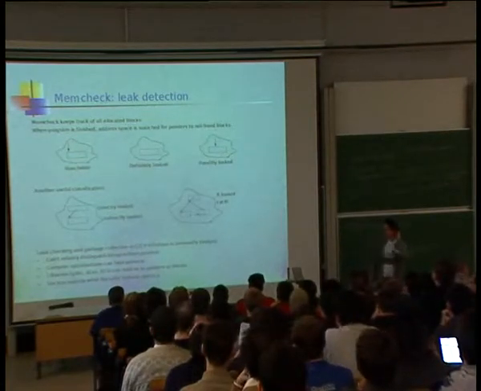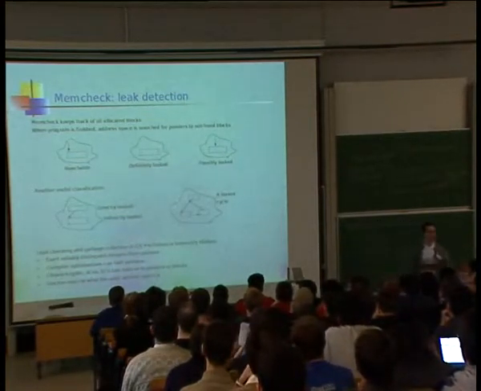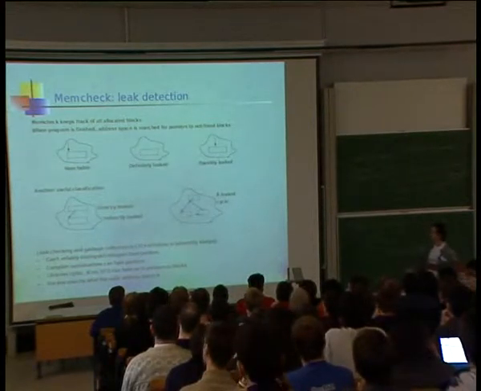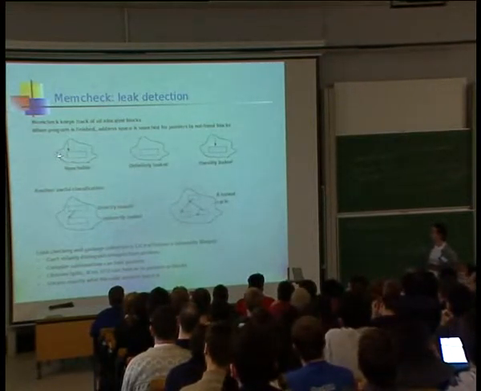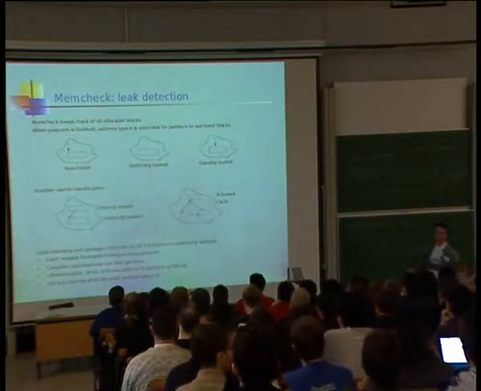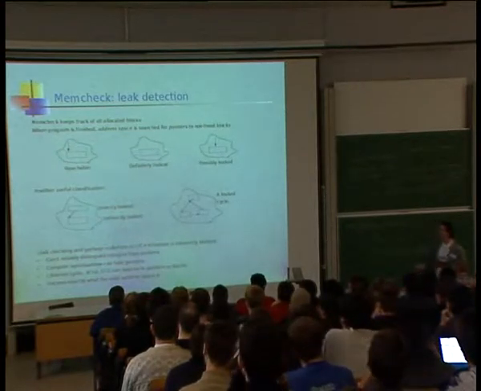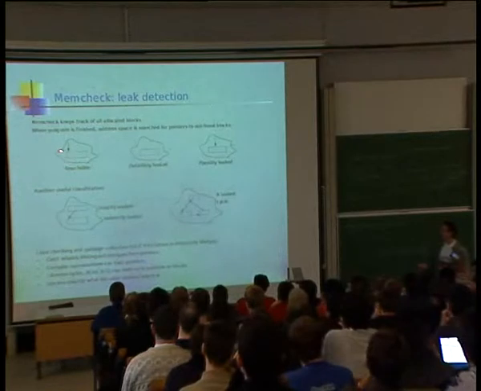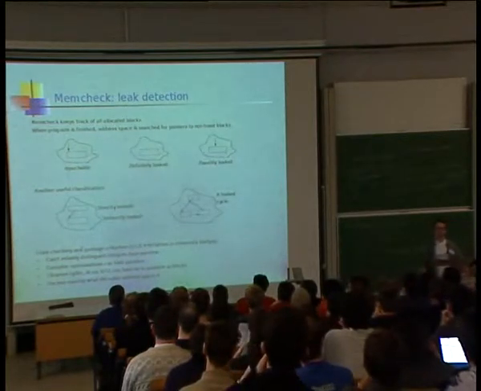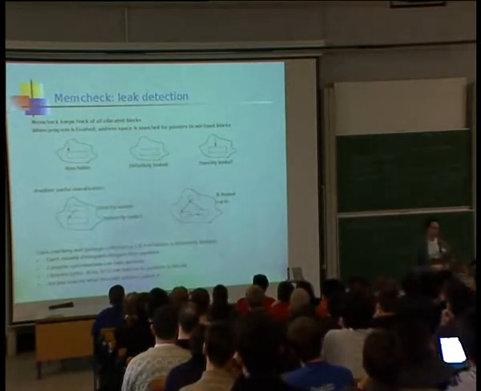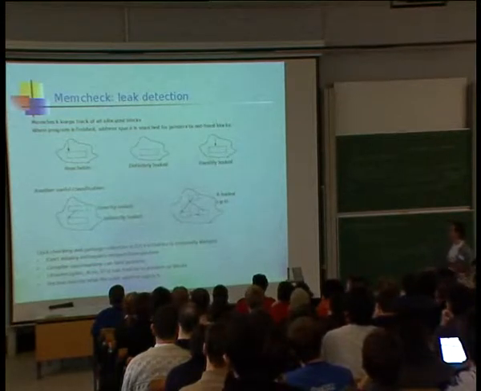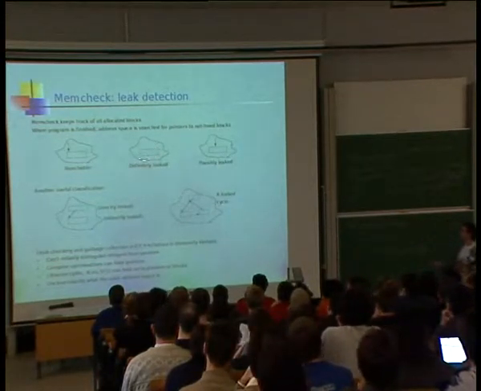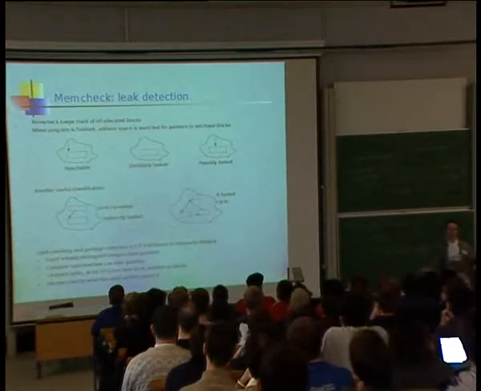It will classify the blocks that it can still find into three classifications. This cloudy bit is intended to be the heap. If it can find a pointer to the start of a block, then it believes that block is reachable. You still have a pointer to it. You could at least have freed it. If you can't find a pointer to the block at all, then there's no way you could have freed it, so it's definitely leaked.